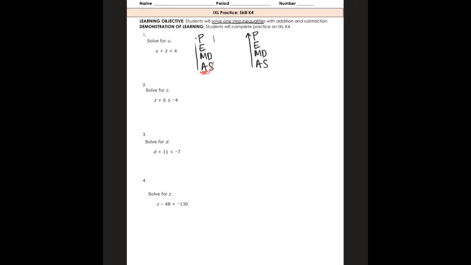The opposite of +2 is subtract 2. So on both sides of my equation, I need to subtract 2. Draw your line and bring everything down. So the 2's cancel out, and I get u is less than 4 minus 2, which is 2. And since my variable is all by itself, this is my final answer. U is greater than 2.